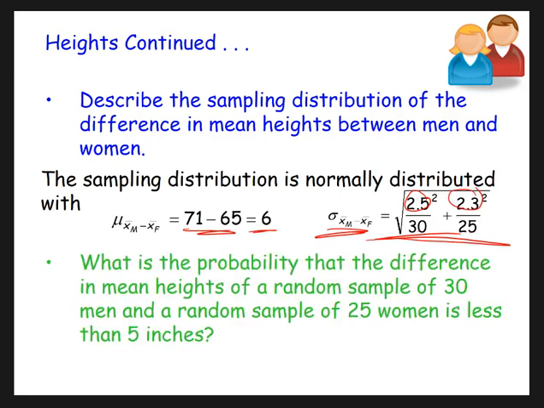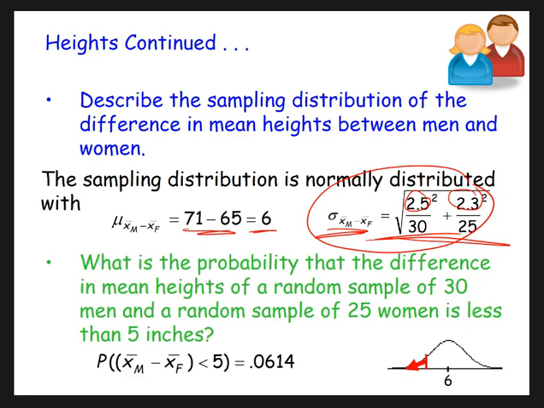the sample size. What is the probability the difference in mean heights of a random sample of 30 men and 25 women is less than 5 inches? Well, this is just going to be a normal distribution. Mean of 6, standard deviation of that, whatever that number comes out to be. And it ends up being a probability of 0.0614.